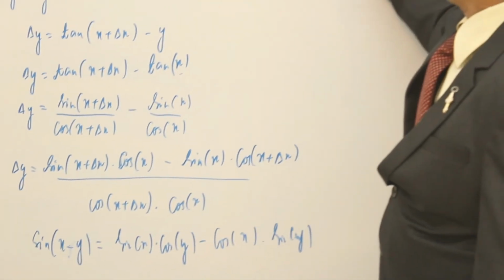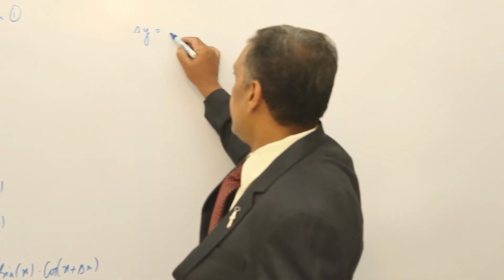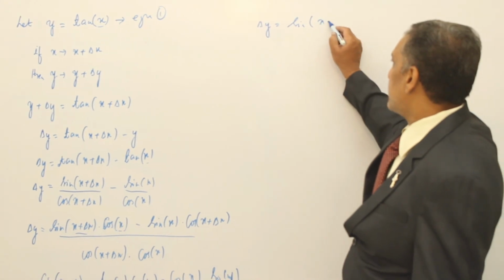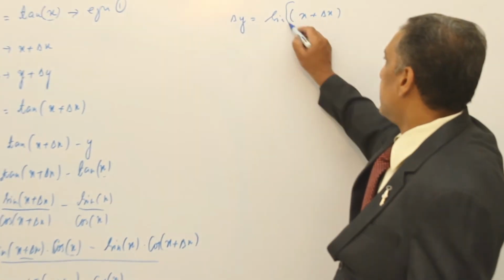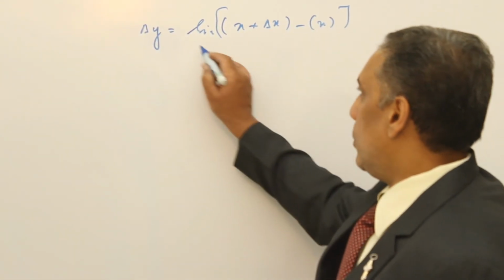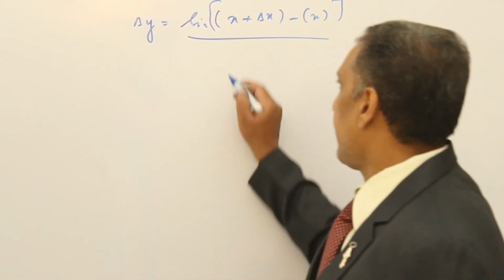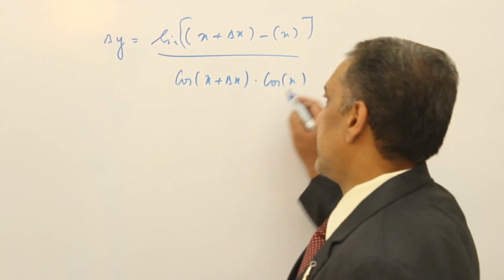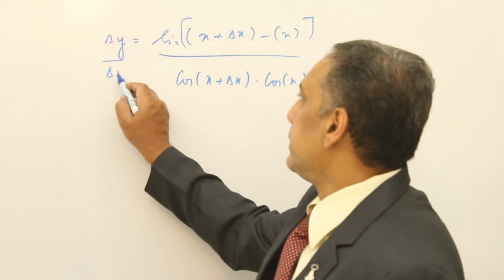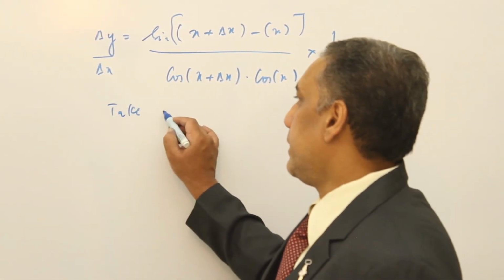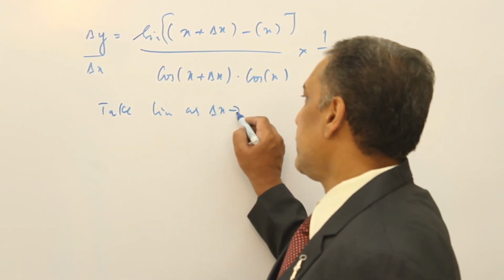So therefore you will be getting delta y is equal to sin of x plus delta x minus x, that will become sin of x minus y, whole divided by the denominator, that is cos of x plus delta x into cos x. Now divide the whole thing by delta x, into 1 by delta x. Now take limit as delta x tends to 0.